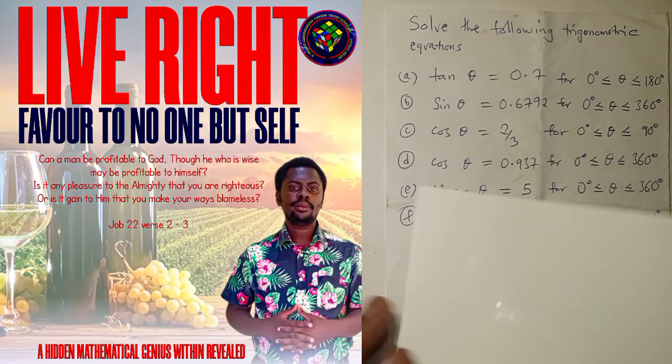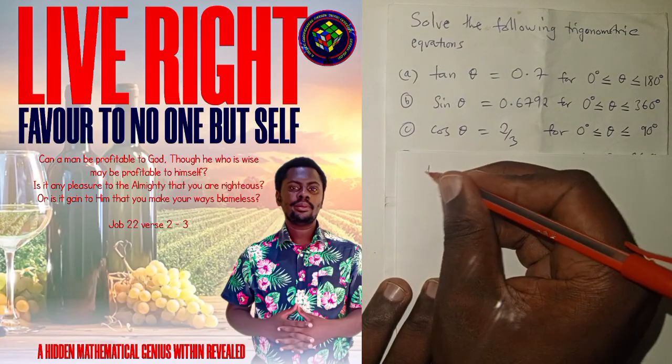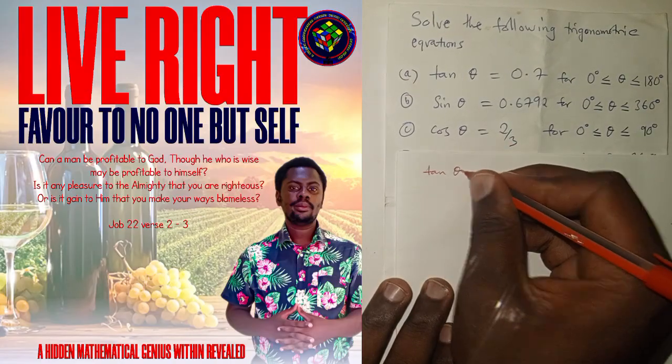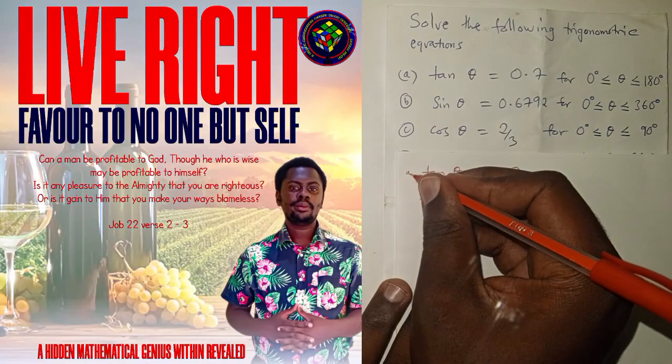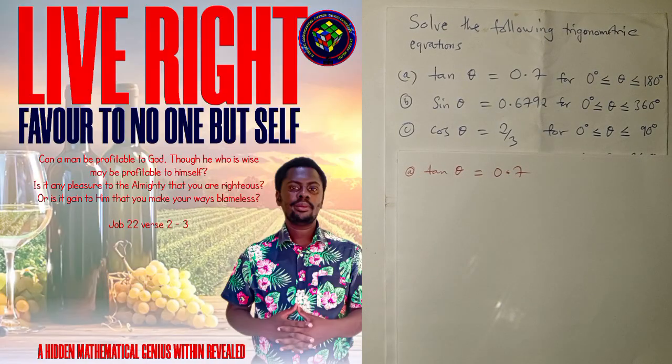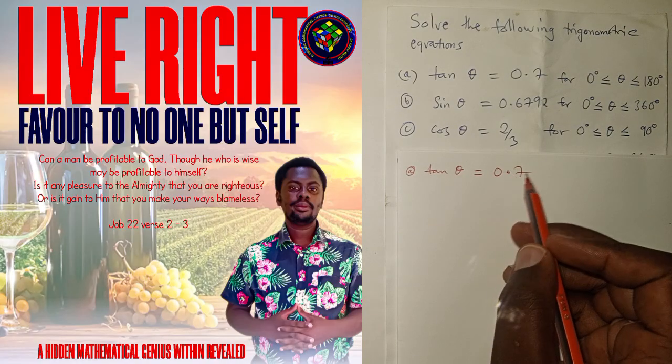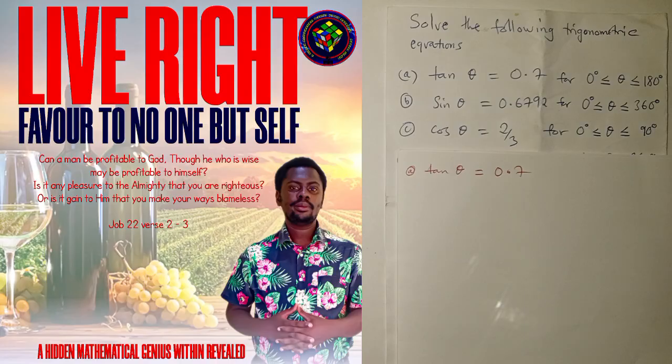So we have tan theta is equal to 0.7. The first thing is to find the angle in the first quadrant. And this angle in the first quadrant, always remember that it's supposed to be positive. So even if we have a negative value here, you take it as positive so that you get a positive value, which is the angle in the first quadrant.